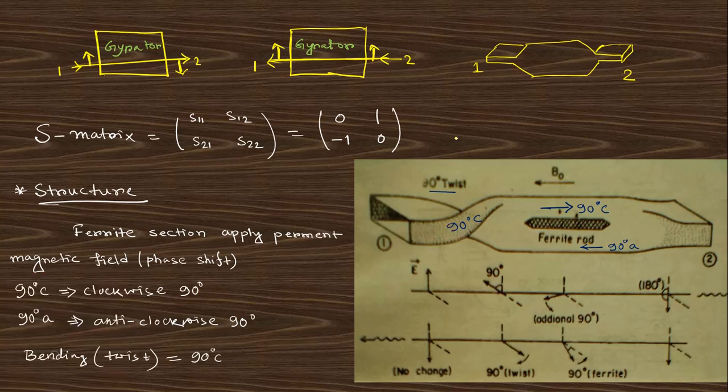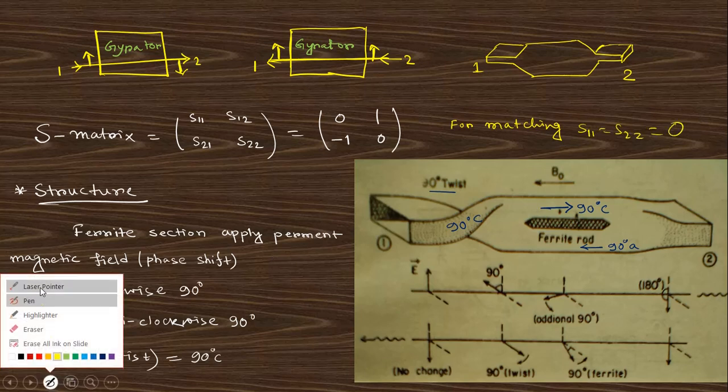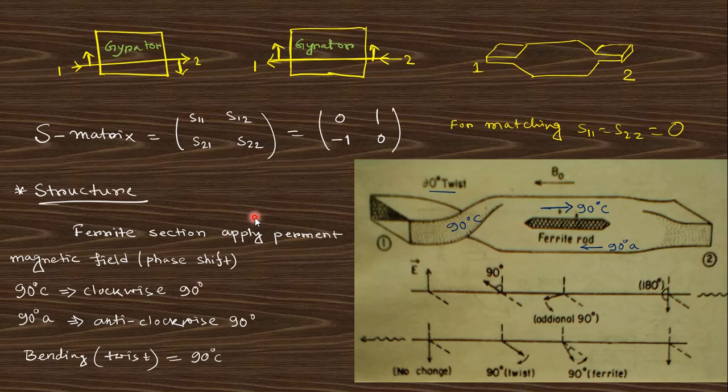For a matched gyrator, S11 and S22 will be 0, that is, no reflection will be happening. But when it goes from 1 to 2, there is a phase change, so S21 is -1, and from 2 to 1 there is no minus, so S12 is 1. I think the S matrix is clear.